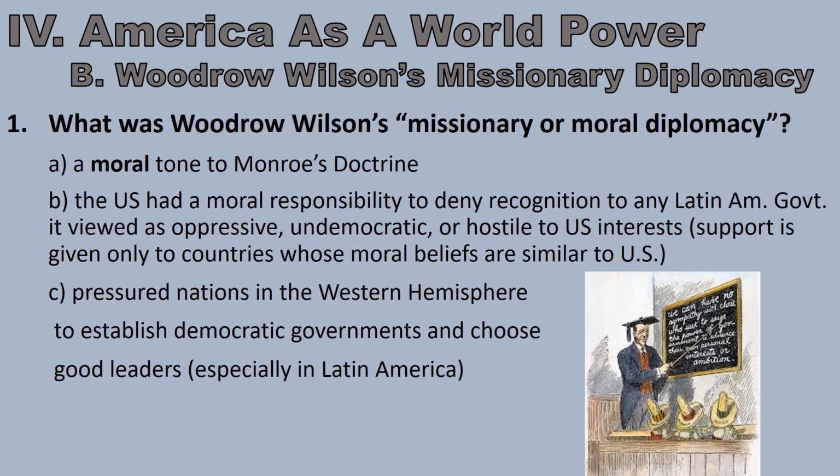And again, one of the reasons we talk about a moral diplomacy is that they need to choose good leaders. He did not see Huerta as a good leader. And so you've got two, you might say, revolutionaries out on the fringes here as Huerta takes over, and that's Carranza and Pancho Villa.